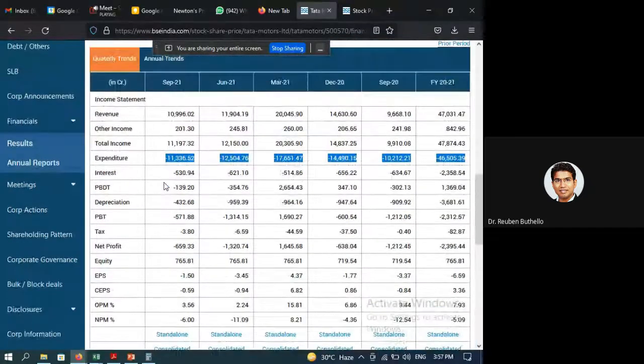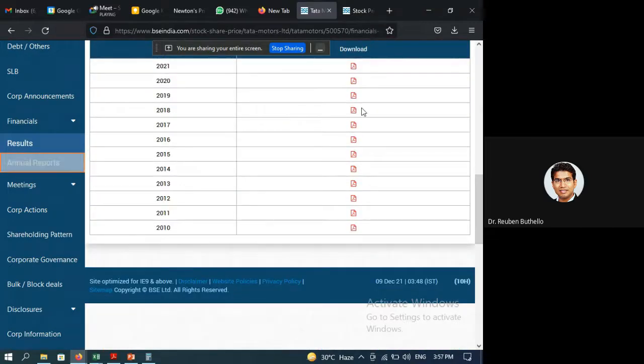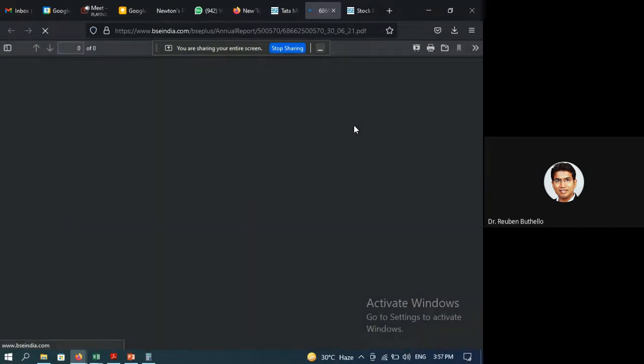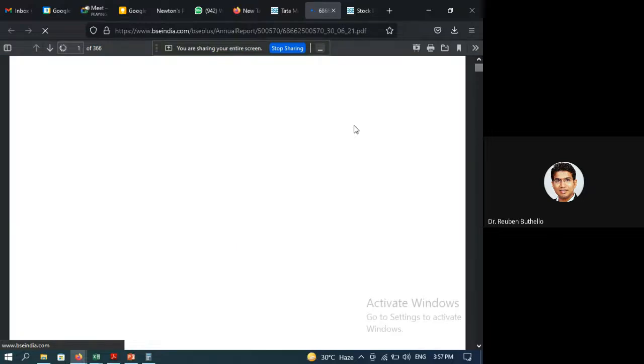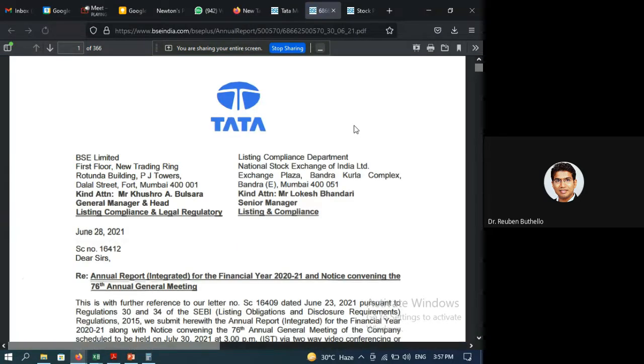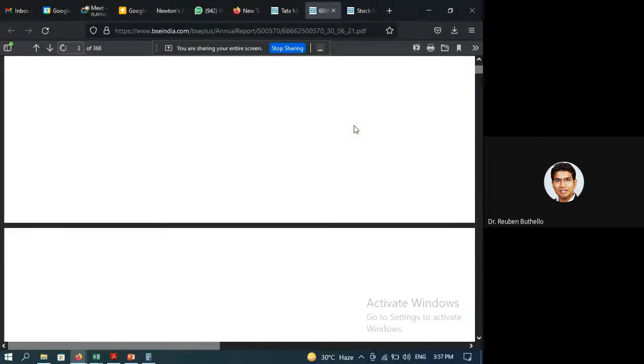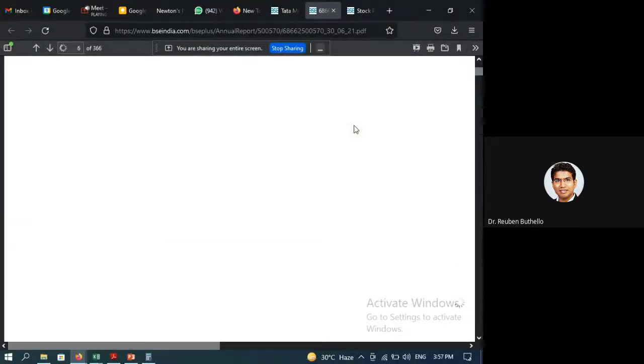But now, this is a good way to look at all the data combined. It gives you quarter by quarter. But it's always better to open up the balance sheet and look at the balance sheet and how things work as such. So we're going to the annual report section. I get 2021, download the report, and there you have it. Tata Motors. Okay. So let us scroll down to the balance sheet and P&L, and let us understand components of the balance sheet.